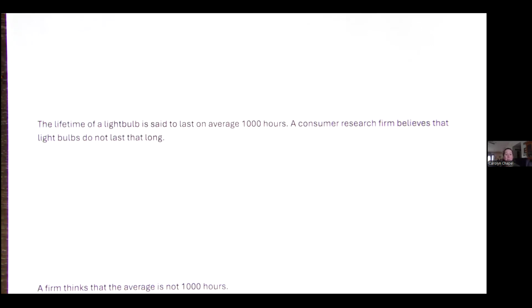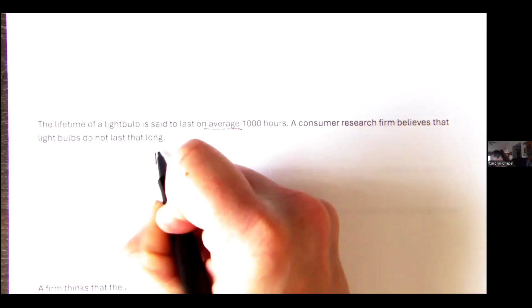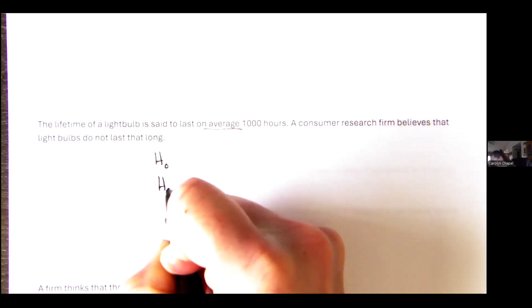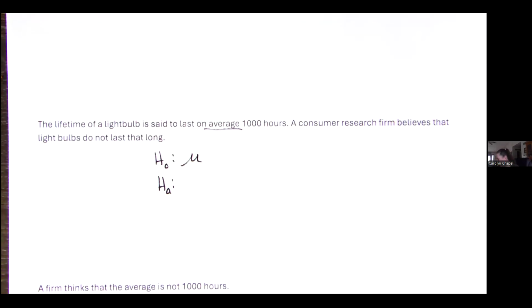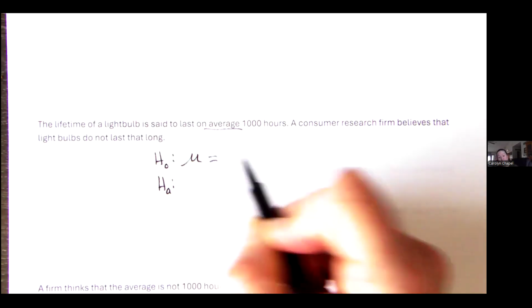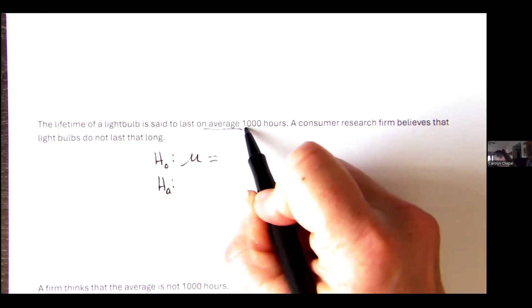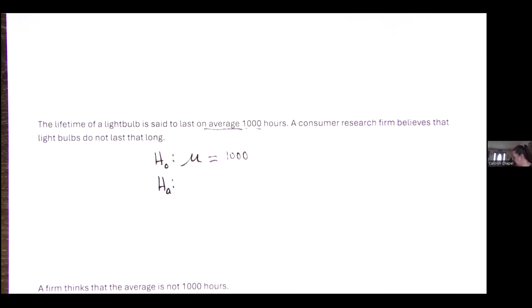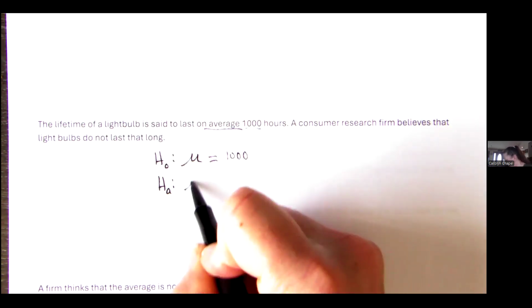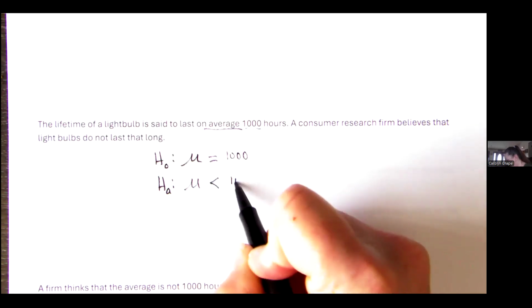So the lifetime of a light bulb is said to last on average, so there we're talking about an average, of 1,000 hours. A consumer research firm believes that light bulbs do not last that long. So again, our hypotheses. Again, we're talking about the average, so we do have that mu in there, and it's going to be equal to the number that they think that it currently is, 1,000. However, our research firm believes it is not that long, so smaller than that 1,000.